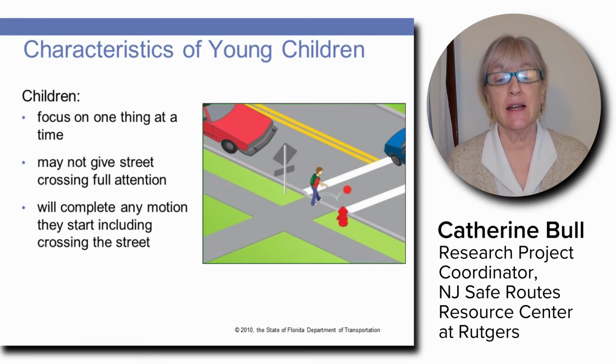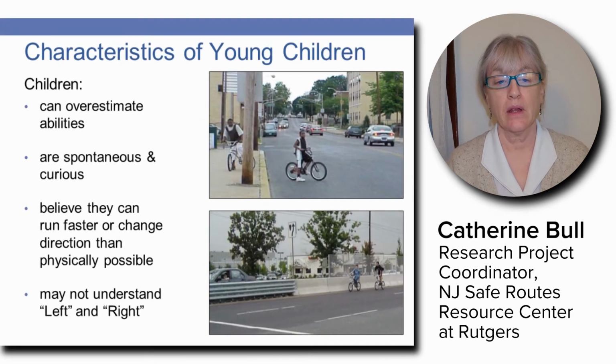Children will complete any motion they start. If a child follows a bouncing ball into the street and sees a car approaching, the child will tend to continue after the ball. Children overestimate their abilities. They may believe that they can run faster or change direction faster than they physically can. This belief may cause them to take chances with oncoming traffic, for instance, running across the street even though they know a car is approaching.